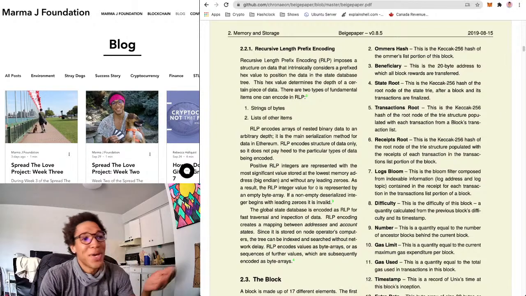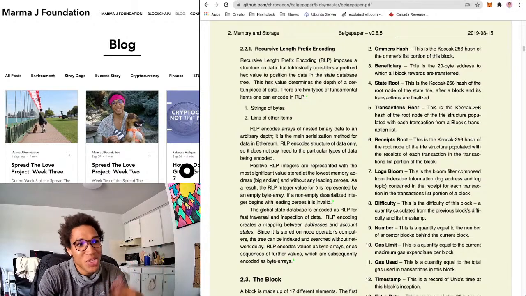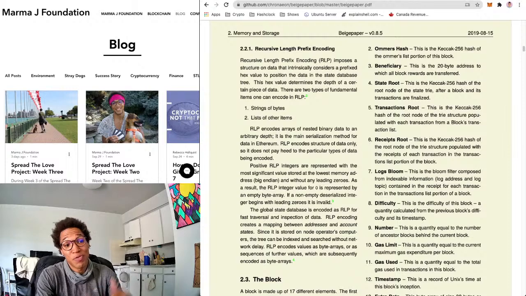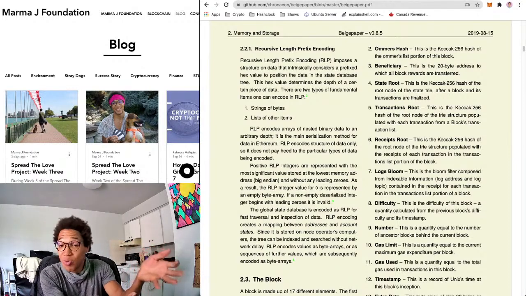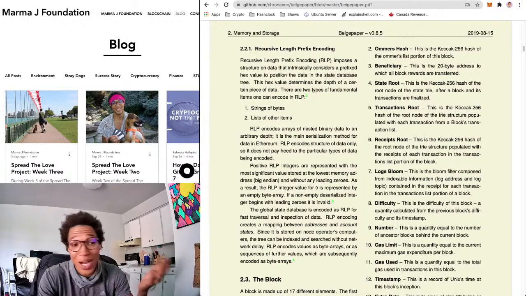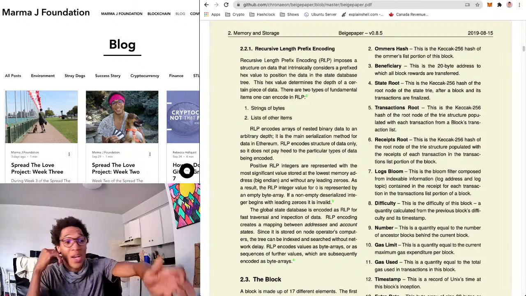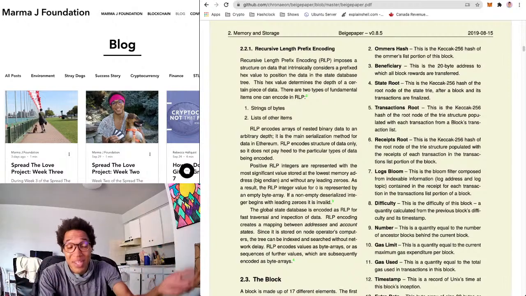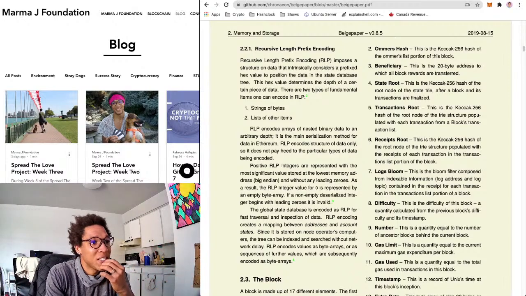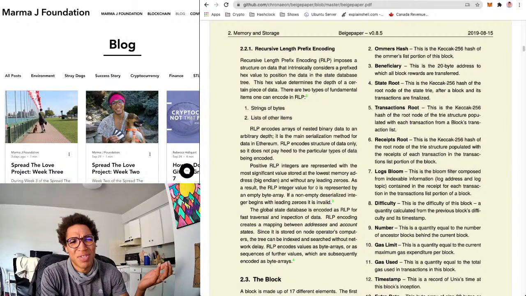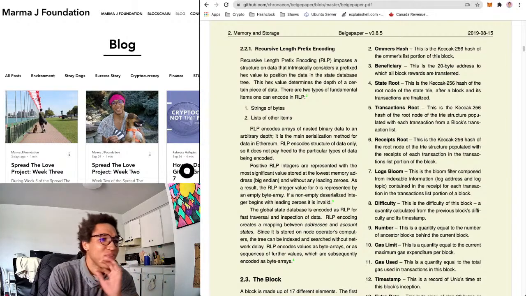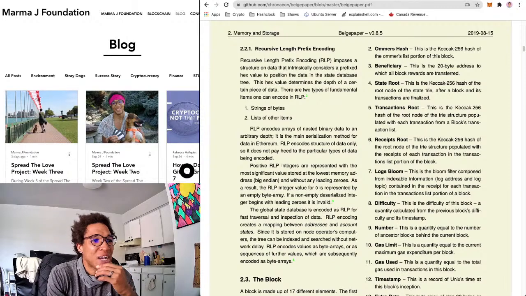Don't worry about it. The beneficiary is a 20-byte address to which all block rewards are transferred. So if you're a miner, you find this block, that would be you who gets the rewards. You could send the rewards to someone else, obviously. So this is just showing you that when you mine a block and you find it, you can send the rewards to someone else if you wanted to. State root. I think you can send the reward to someone else, I'm pretty sure.